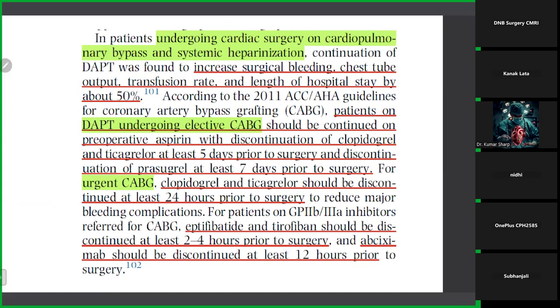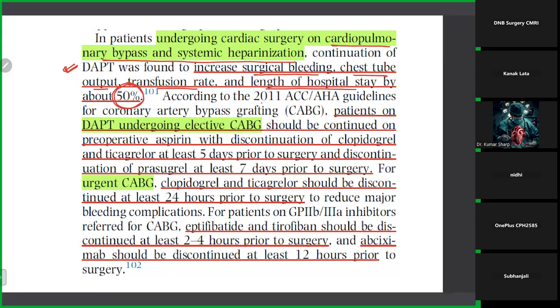Another important concept lies in cardiac surgery in such a patient. In a patient undergoing cardiac surgery on cardiopulmonary bypass and systemic heparinization, if the patient was continued on DAPT, it was found that there is an increased risk of surgical bleeding, chest tube output, transfusion rate, and length of hospital stay by about 50%.